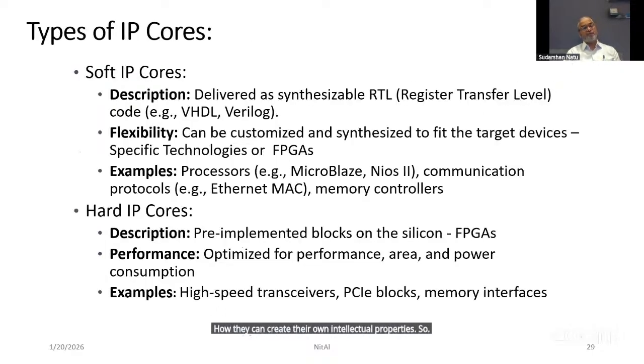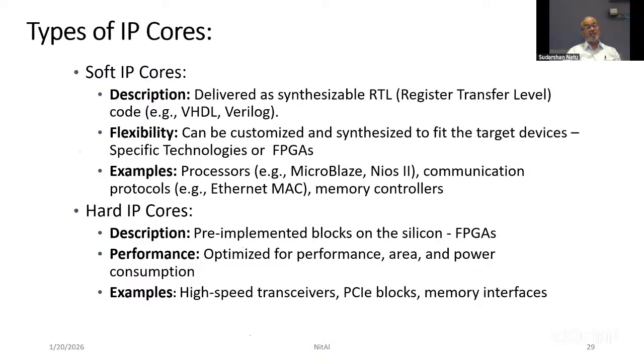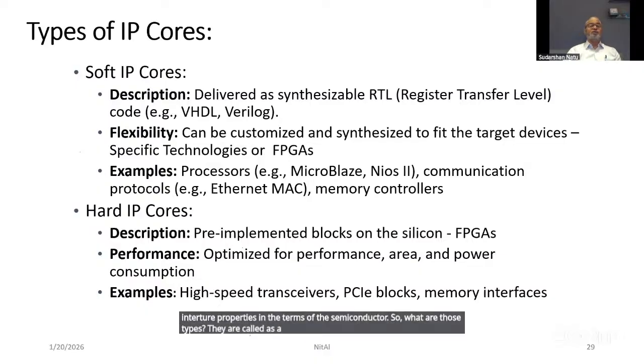So there are two types of intellectual properties in terms of semiconductors. So what are those types? They are called the soft IP cores.